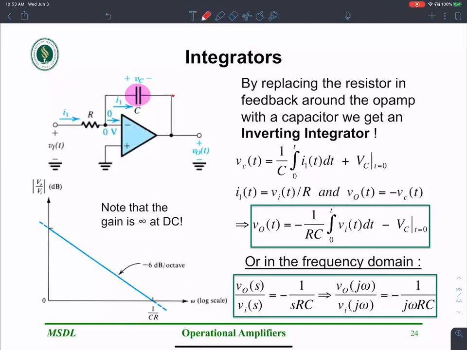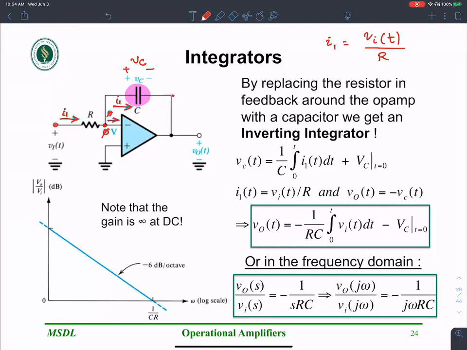So I1 of t is Vi of t over R, because this is 0 here. The current that is flowing into this resistance, I1, has to flow through this capacitance, because the current flowing into the OpAmp is 0. That's the current flowing through this resistance, which happens to be the current flowing into the capacitance here. Therefore, we integrate for the voltage across this capacitance, VC: we integrate 1 over C times the current.